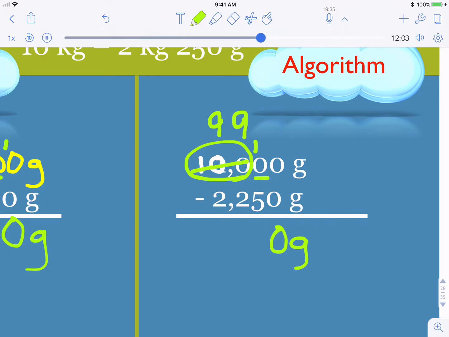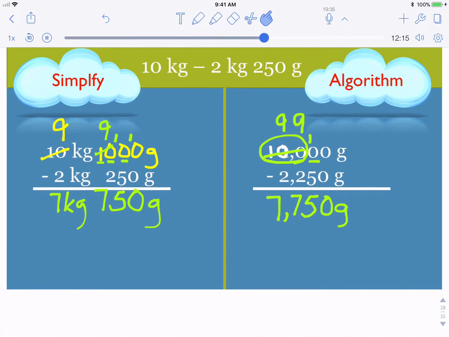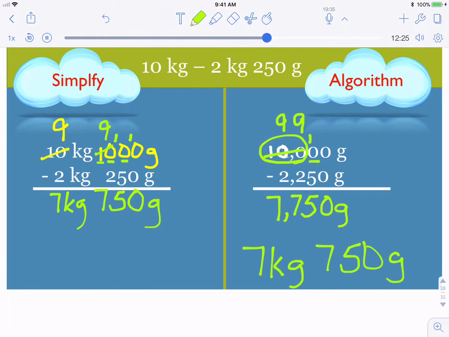10 minus 5 is 5. 9 minus 2 is 7. Don't forget the comma. 9 minus 2 is 7. So I have 7,750 grams, but converting that would be 7 kilograms, 750 grams. Did I get the same answer both times?